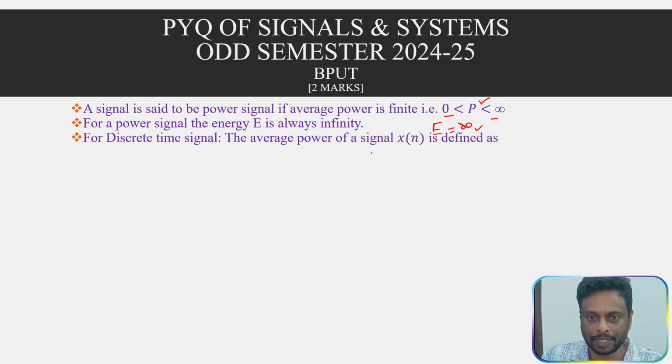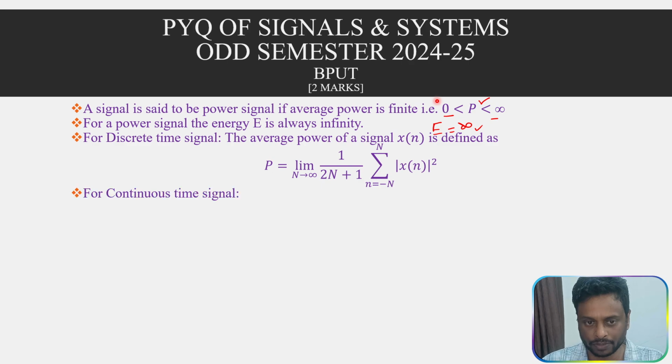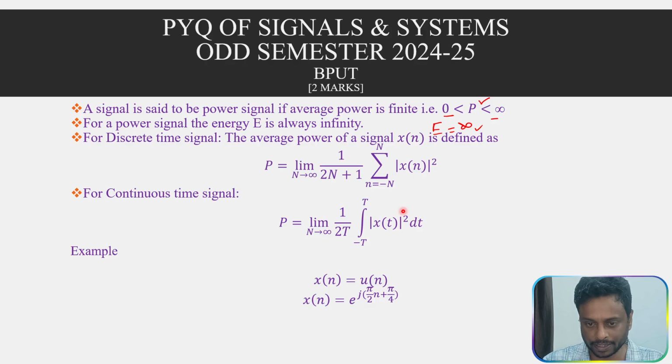So for a discrete time signal, the average power of a signal x of n is defined as, this is the formula for finding out the average power of a discrete time signal. Okay. Similarly, for a continuous time signal, this is the formula for finding out the power, where x of t is a continuous time signal. Okay. So now let us see some examples of continuous time and discrete time power signals. These are the discrete time signals which are called power signals.